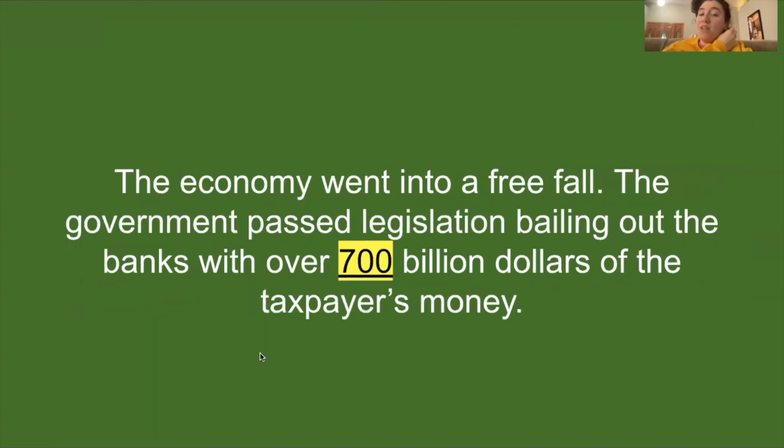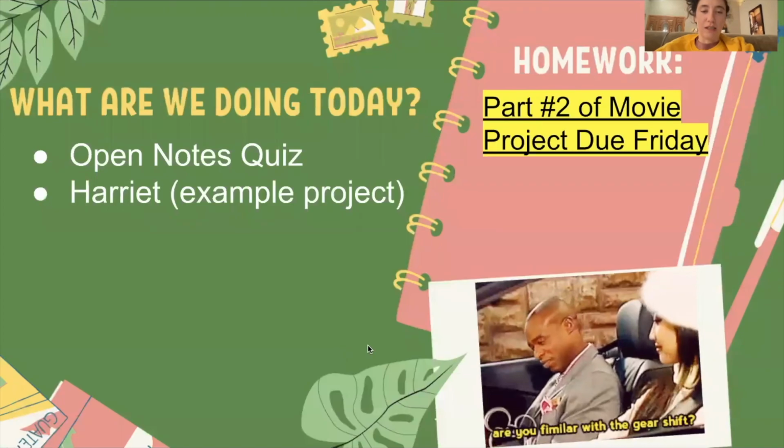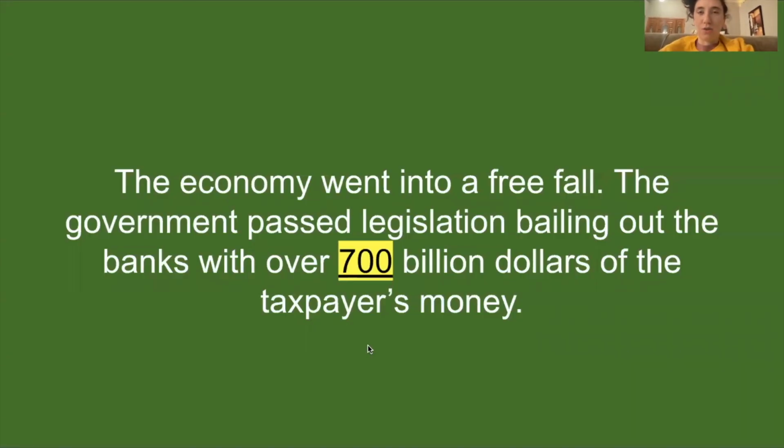The economy went into a free fall. The government passed legislation bailing out the banks with over $7 billion of the taxpayers' money. So once again, we see banks being bailed out by the government. That's a ton of money. It's interesting because, like, some of you were born at this time, some of you weren't even born. I was thriving, you know, as a child, and we had really no clue that any of this was happening in society. I just think that's interesting. So that was the story of the 2008 recession.